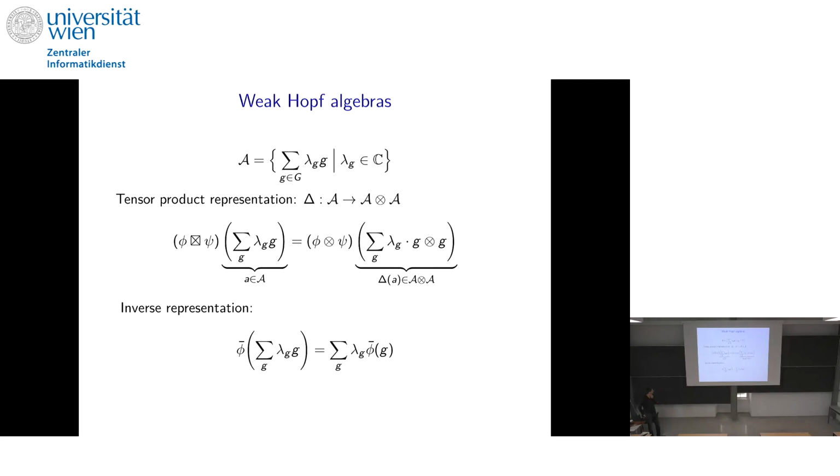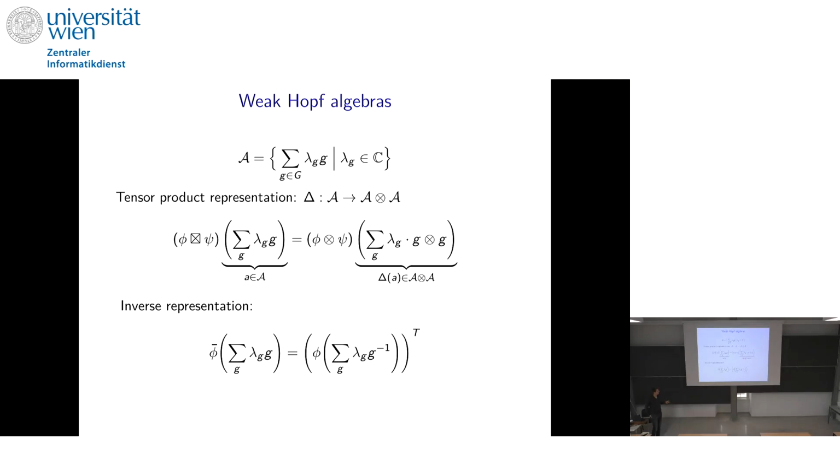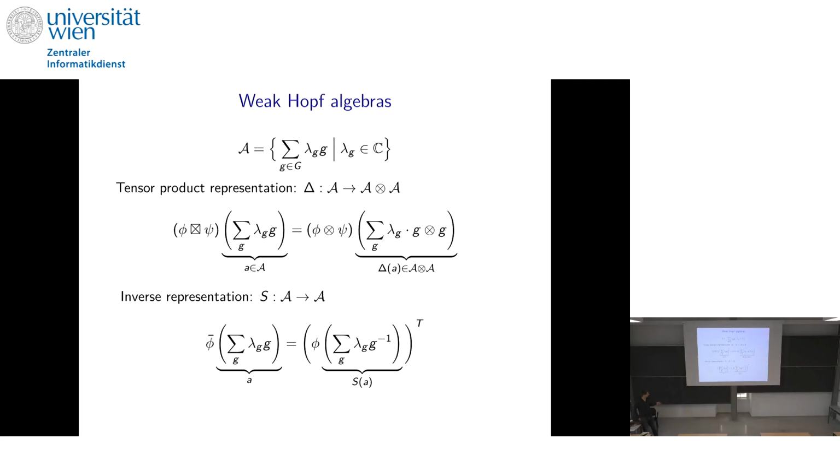Okay, same way you can talk about inverse representation in group algebras as well. Again, it's just a linear extension of the inverse representation in groups, which is just the inverse and then you transpose. And then you can rearrange this equation, and you can realize that the inverse representation on any algebra element is the same as taking the representation of another element of the algebra and then transposing the whole thing. Okay, and this map that maps this element to this element, which is the linear combination of the inverses, is the map that is called the antipode.